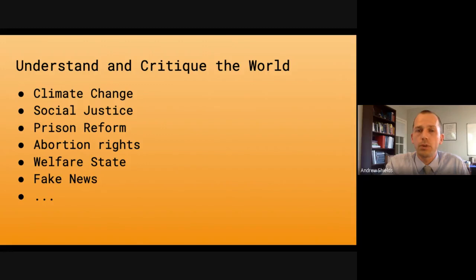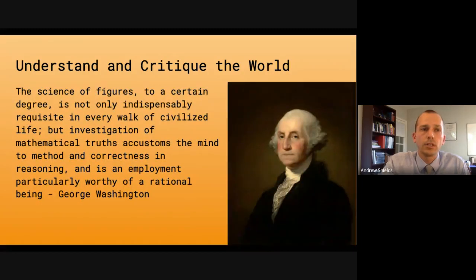To throw another quote at you, here's George Washington on the matter. Mr. Washington says, "The science of figures, to a certain degree, is not only indispensably requisite in every walk of civilized life, but investigation of mathematical truths accustoms the mind to method and correctness in reasoning, and is an employment particularly worthy of a rational being."